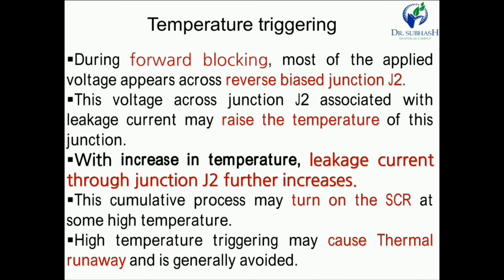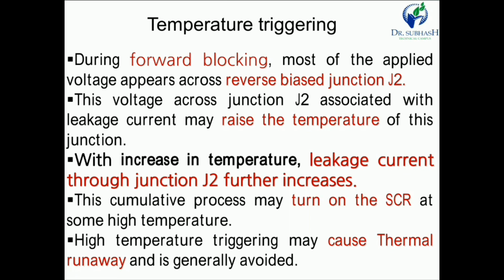Then another type of triggering method is temperature triggering. If the temperature is very high, then the voltage becomes high. During forward blocking, most of the applied voltage appears across the reverse biased junction J2. Here, before VBO, in the forward voltage blocking region, most of the voltage is across the two sides of junction J2. With an increase in temperature, the leakage current through junction J2 further increases, because the current totally depends upon the temperature. When temperature increases, the current suddenly increases.